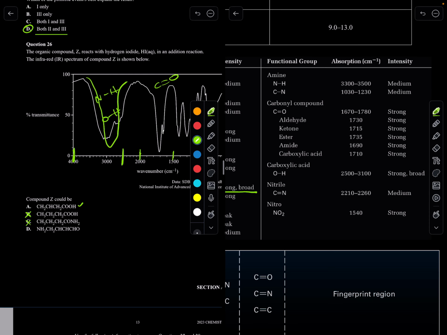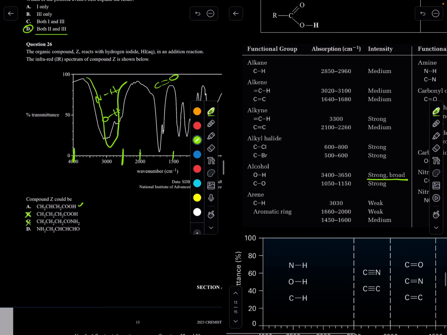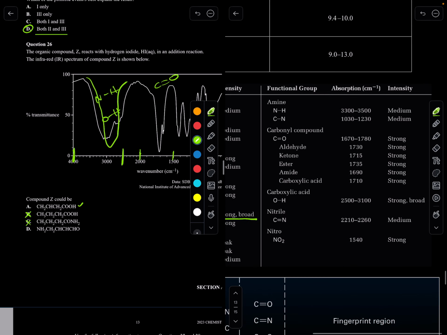So yeah, that's what my thingy is. So NH, yep, that's it. It's normally a medium, not that strong. So it's likely to be an OH, not an NH. So it has to be A, because D has an NH too, so it's rubbish. I hope that makes sense.